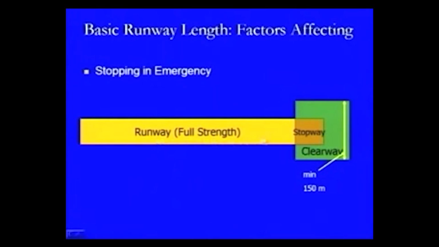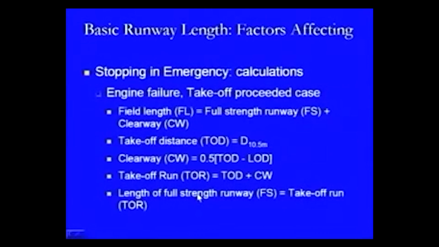This is the full strength runway strip, and at the end of the runway strip a stopway is provided, and then on the sides of this stopway and away from it there is a clear way, which again has a minimum width of 150 meters. So, this stopway is also going to be a full strength condition. Now, here again these are the calculations.